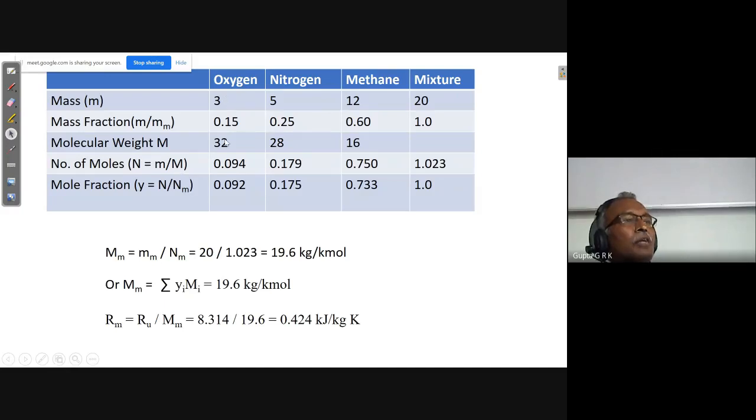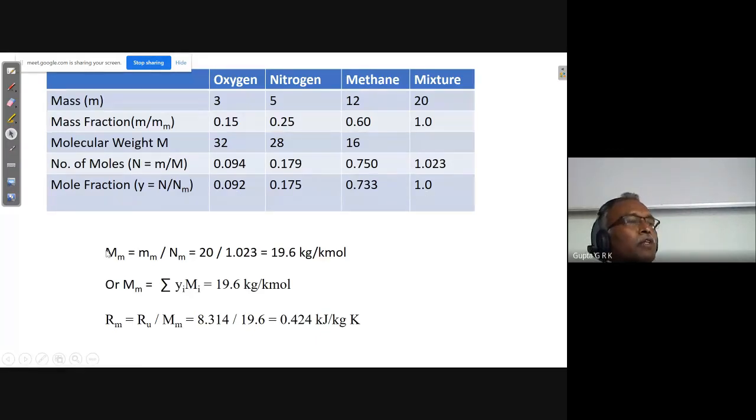So we have mass and molecular weight. So 3/32 is 0.094, nitrogen 0.179, methane 0.75. Okay, and these are the number of moles of each component. So the sum of all these three is 1.023. Okay, so this is the total number of moles of the mixture. So mole fraction is ni by n total. So 0.094 by 1.023, that is 0.092, 0.179 by 1.023, 0.175, like that I can get all the mole fractions. And if I add all these three, you will get 1.